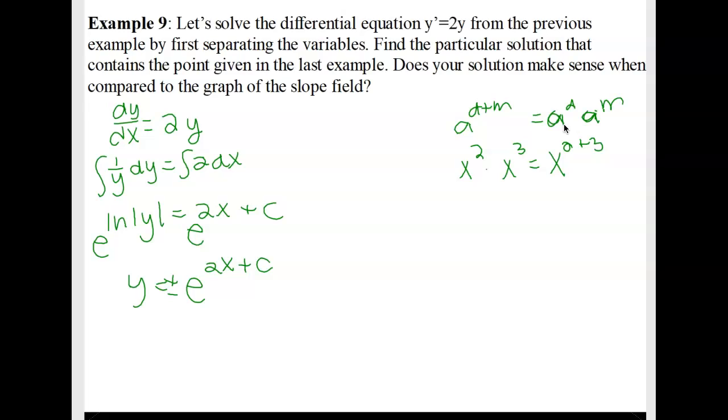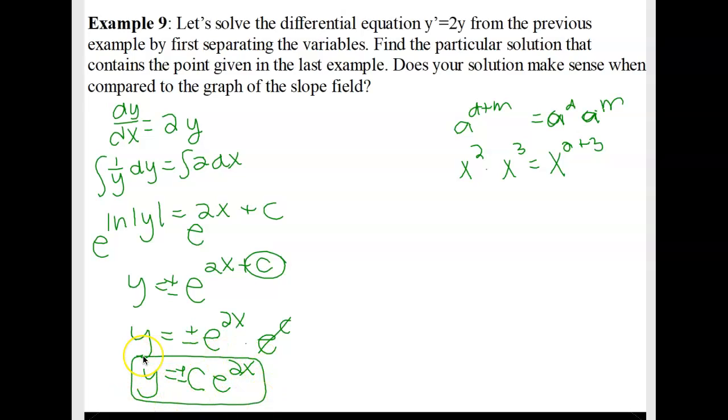Okay. So what are you going to do to this problem? What we're going to do is bring that c down. You're going to do this every time you have an e with an ln now. So we're going to rewrite it as y equals plus or minus. Technically, this is e to the 2x times e to the c. But e to the c is really just a constant. So we don't know our constant c yet, so we're going to rewrite it as c e to the 2x.